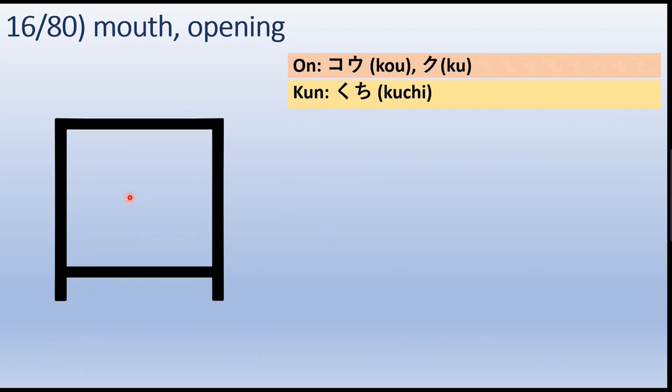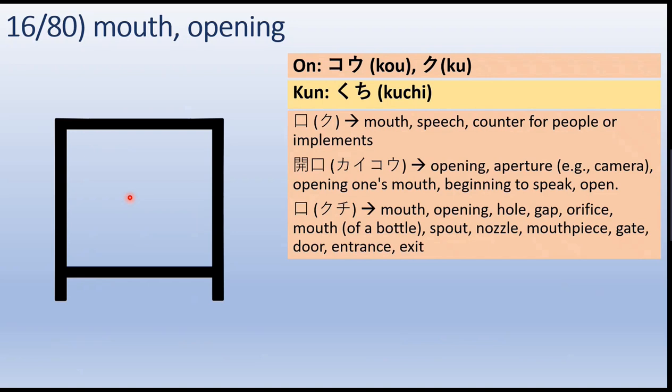The 16th symbol is for mouth or opening. The on reading is ku or ko. The kun reading is kuchi. It represents the mouth, speech, or counter for people or implements.